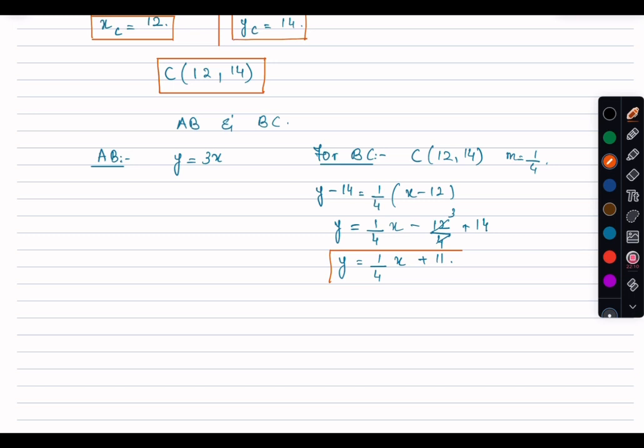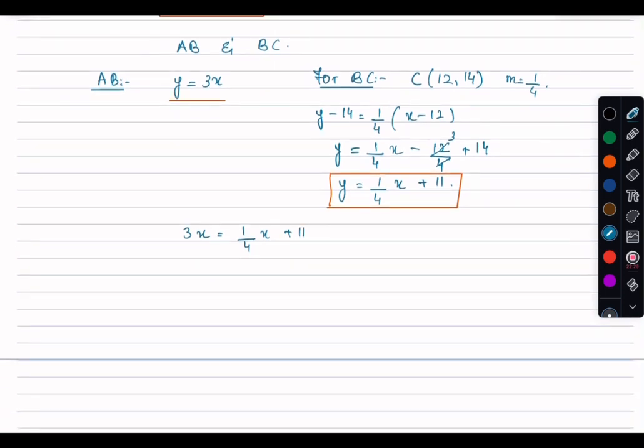Now BC and AB, they are intersecting at point B. Therefore, I can equate the two equations, and if I do that, I'll say it's 3x equals 1 by 4x plus 11. Solving it, it should be 3x minus 1 by 4x equals 11, or I can say this is 11 by 4x equals 11. 11 on both the sides gets simplified, and I will be left with x equal to 4. So I have the x coordinate of B.